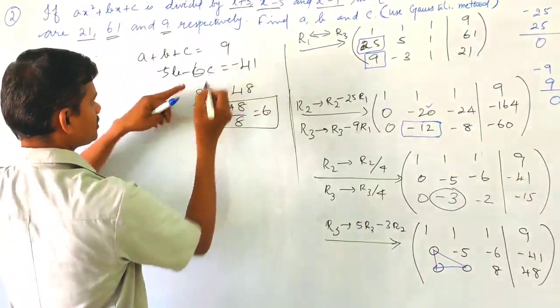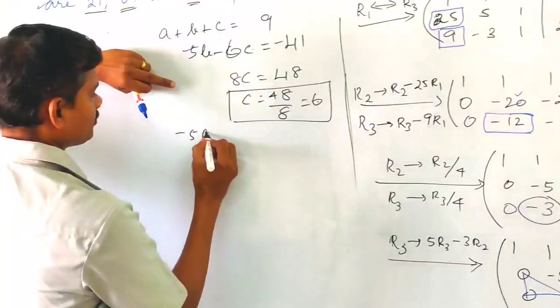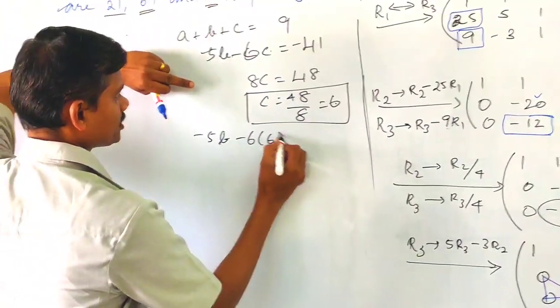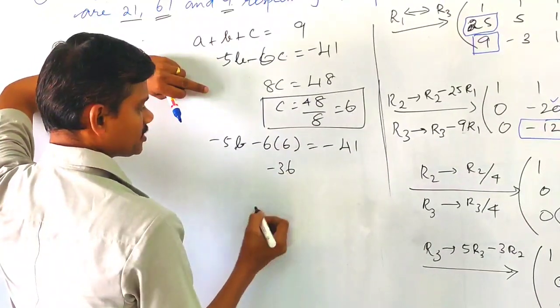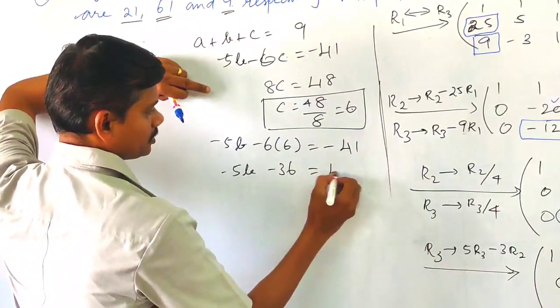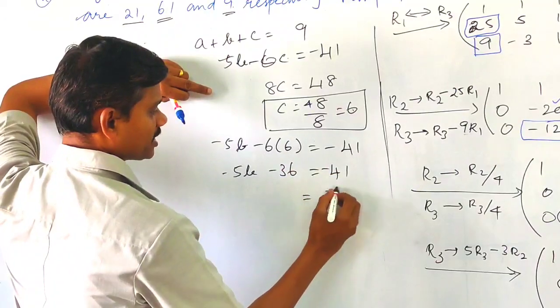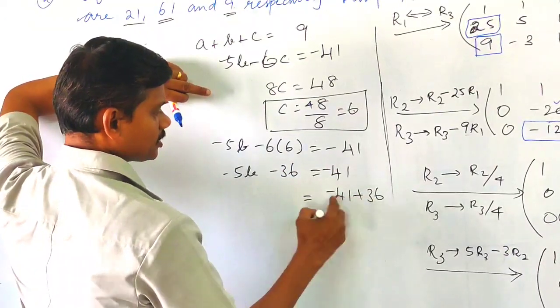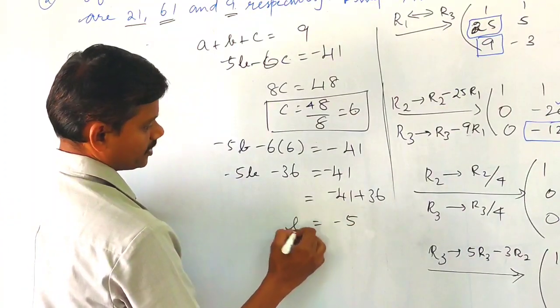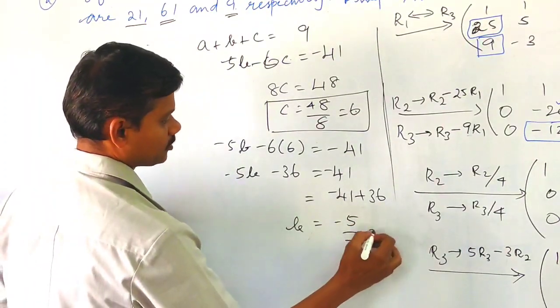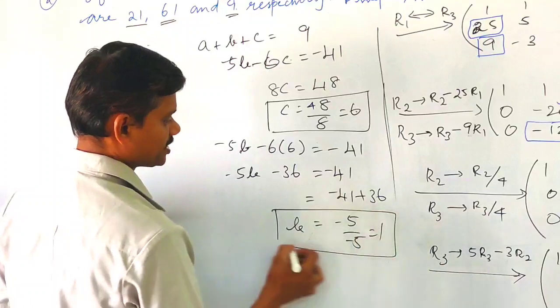Substitute the value of C here, you get minus 5 into B minus 6 into 6 is equal to minus 41. Minus 6 into plus 6 gives minus 36. If you transpose this to the right side, you get minus 41 plus 36. 41 minus 36 gives minus 5. So if you divide this minus 5 with this minus 5, you get 1. So the value of B is 1.